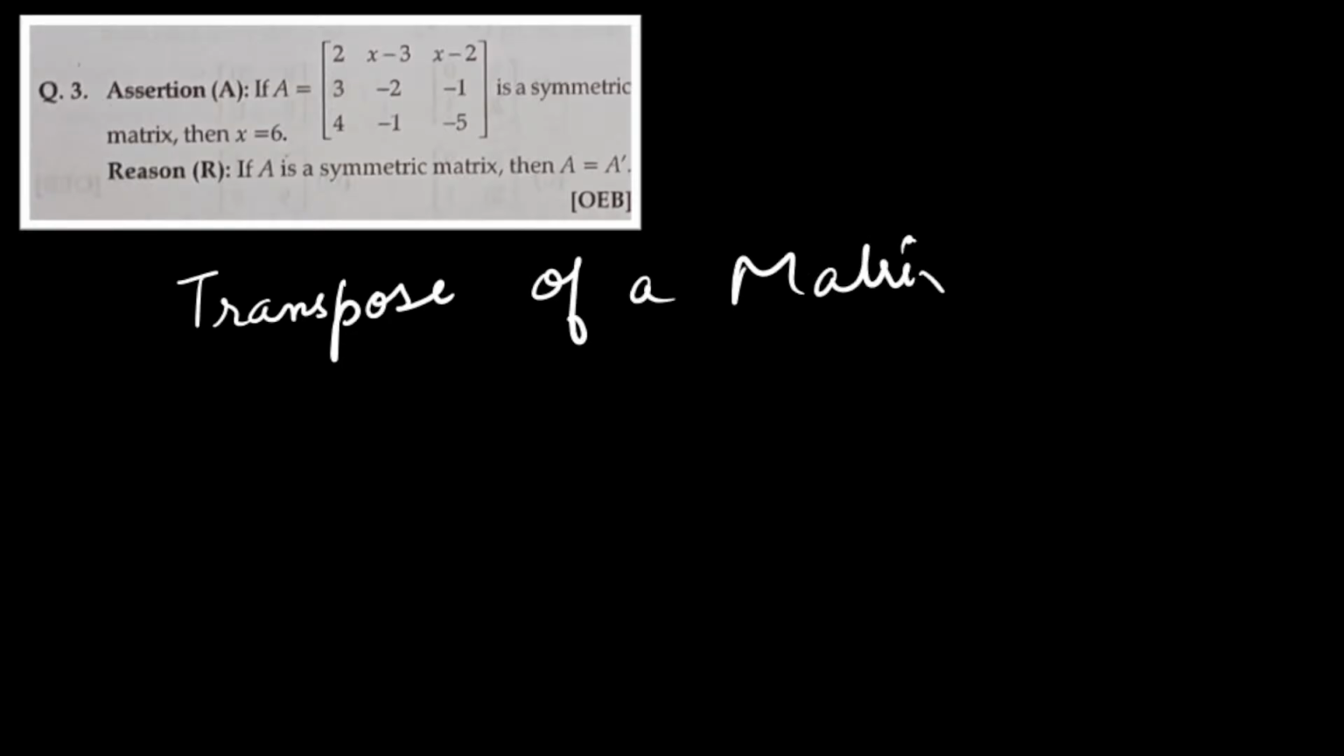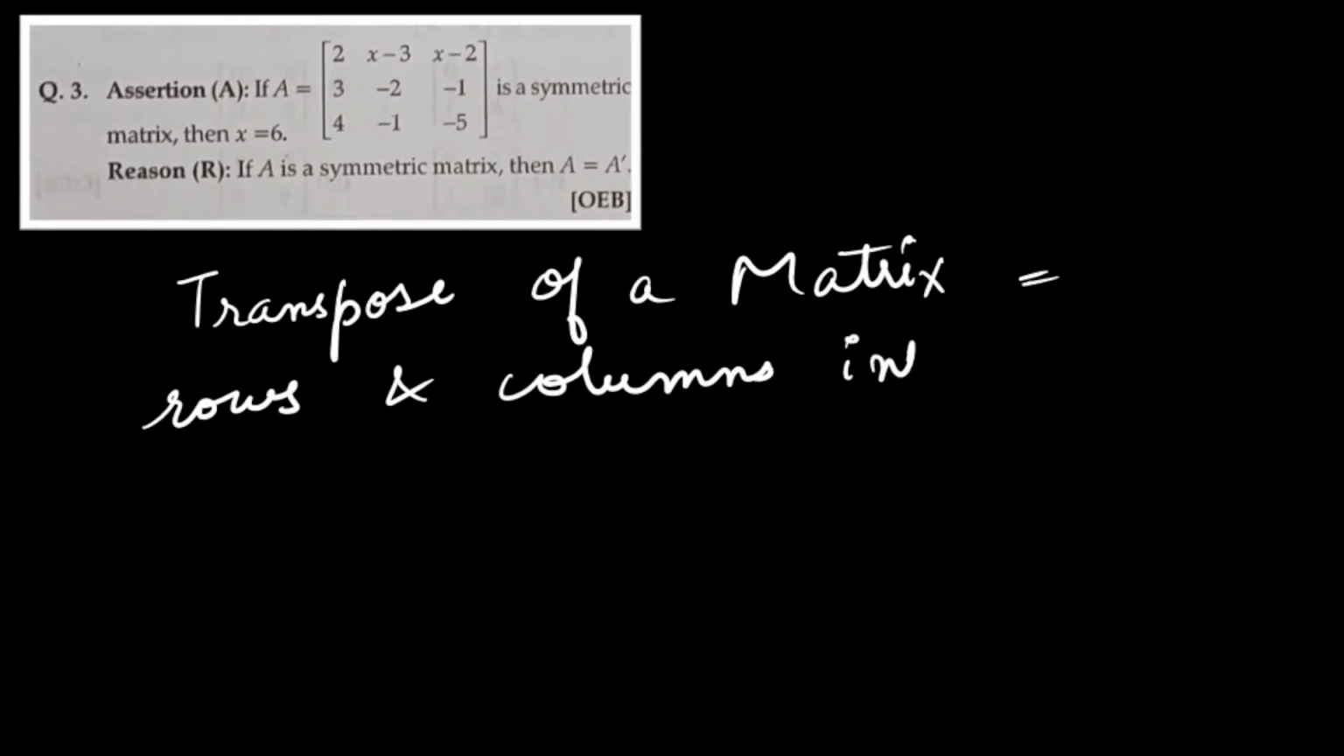Assertion is given to us as symmetric, and reason is if A is symmetric, A is equal to A dash. So here one concept is there that I'll teach you, then we can answer this question. There is a concept of transpose of a matrix. So what is transpose? Where rows and columns interchange.